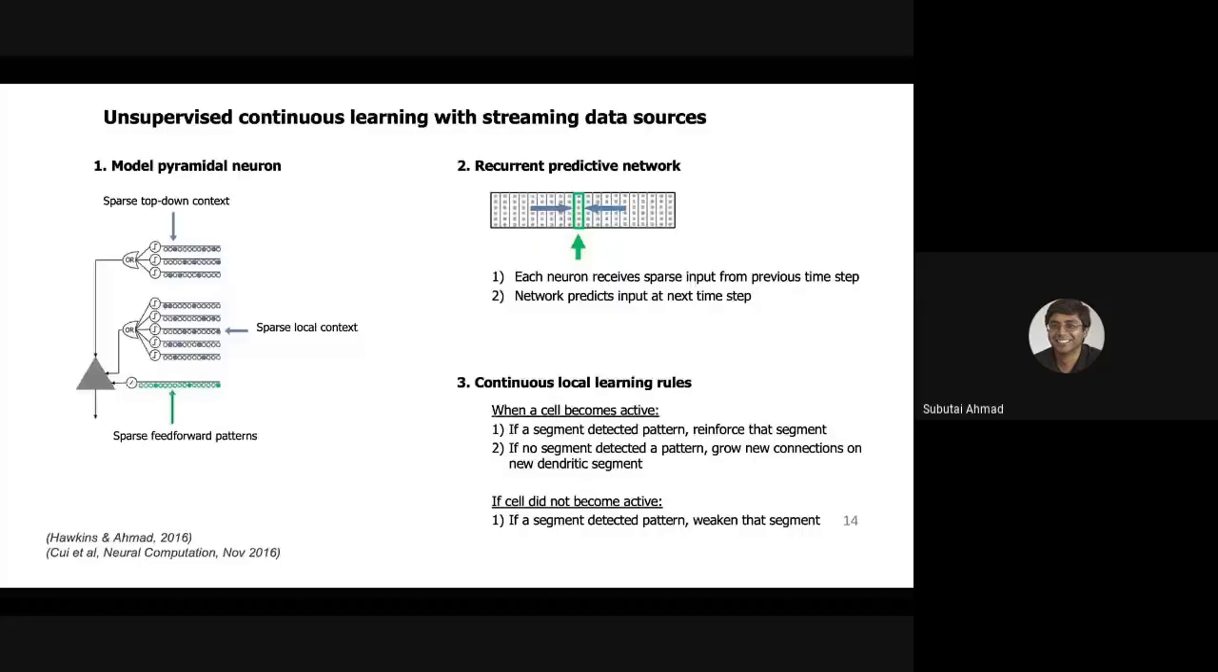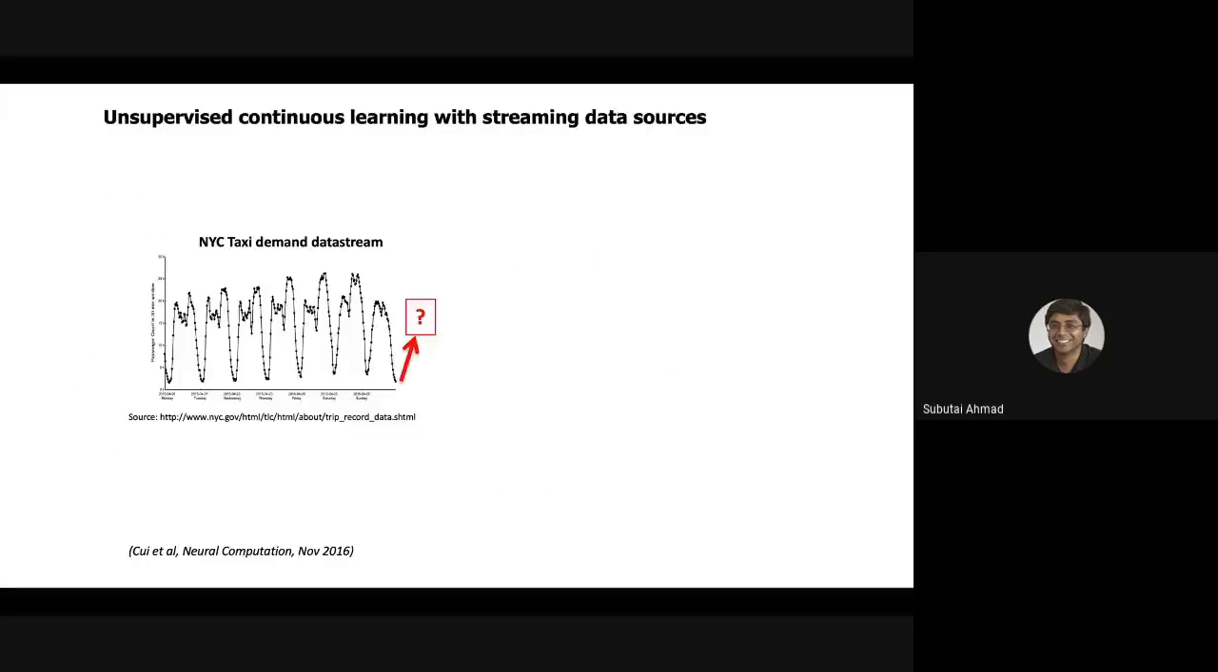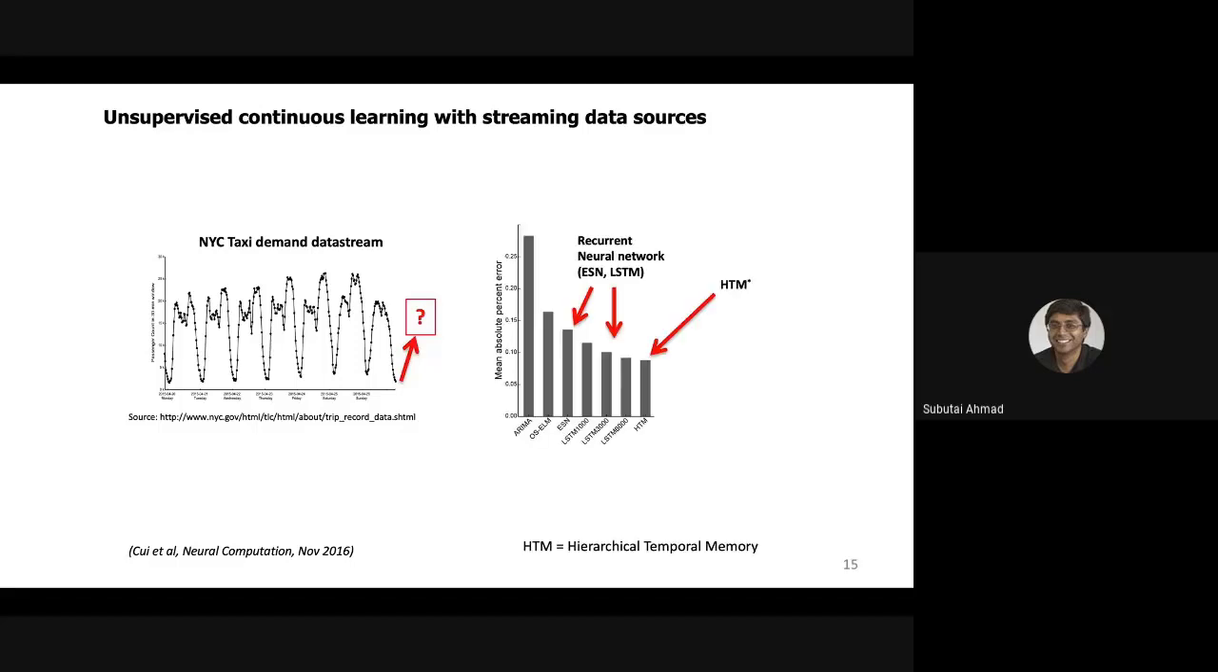So we've tried this on a bunch of different streaming data sources. I'll show one example from a paper in 2016. This is a taxi demand data stream. You can see that the taxi demand goes up and down on a daily basis, and the task is to predict the demand in the future, in the next few hours or the next day or whatever. If you look at a bunch of different learning systems, the best ones are LSTM at predicting the next thing. This is a batch trained system. And the HTM, which is the network that we built, stands for hierarchical temporal memory. Its overall error rate is competitive with LSTMs as well.